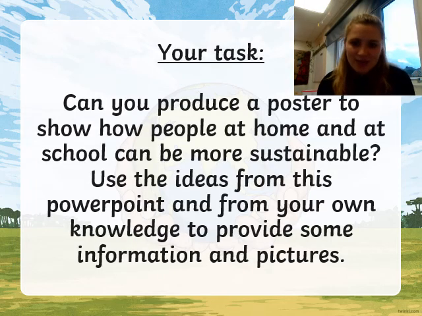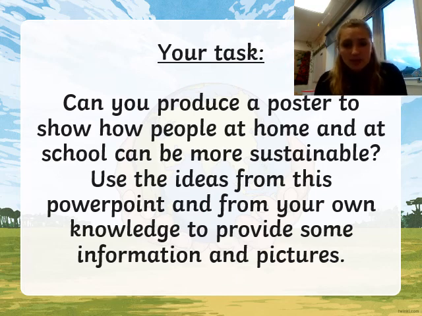Okay, so your task for the rest of this lesson is that I'd like you to produce an information leaflet or a poster. You could present it on PowerPoint, you could present it as if you're a newsreader, you can present it however you would like. I would like you to produce something showing how people can be more sustainable both at home and at school as well.